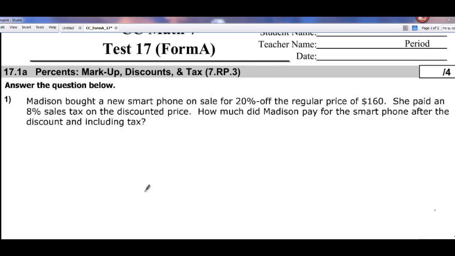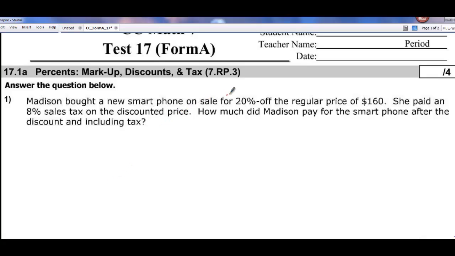So this is the 17-1A video. This is our first look at percents, markup, discounts, and tax. On these problems, the key is the setup and the organization. So this is all work that you've done before. You are going to get to use calculators on these when you take the tests. The focus is not on can you multiply decimals, but can you apply places where you have to multiply decimals.